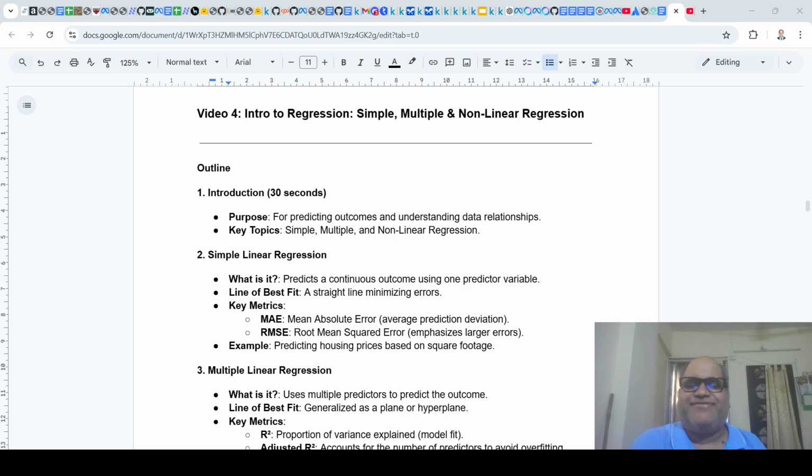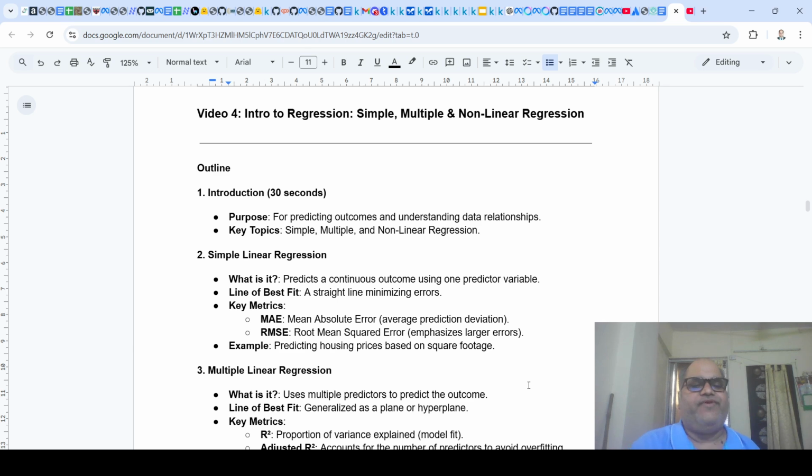Hello everyone. Today we'll talk about regression. It is one of the most important topics, and you can expect several multiple choice as well as long answers in your exam.